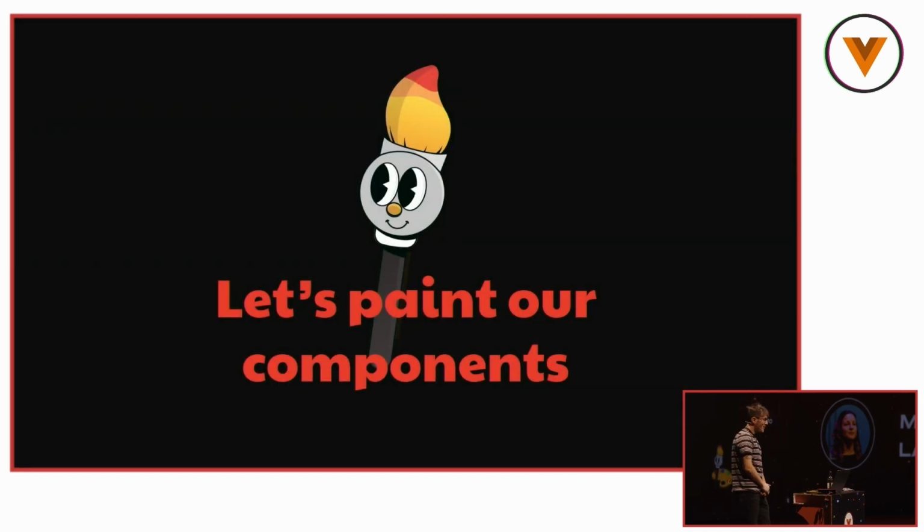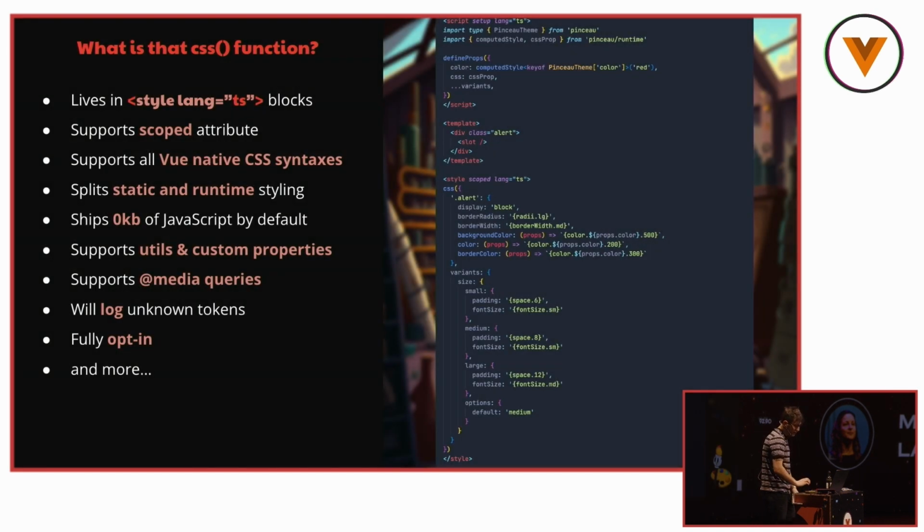So we have set up our theme. And now let's talk about how to style with Pinceau, how to get into our components and use this. So this is done with the CSS function. The CSS function lives in a style lang.ts block.